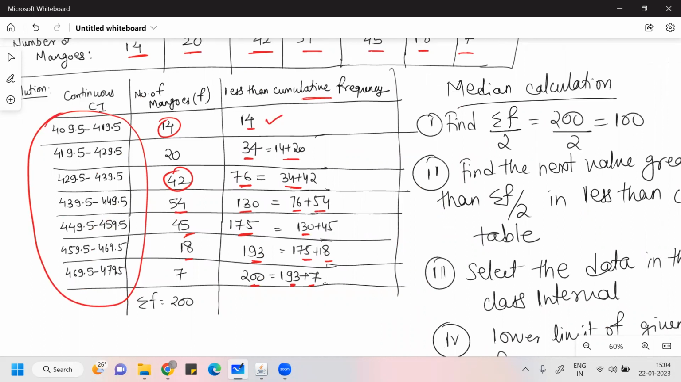So for the median calculation, you need to find the sum of f by 2. The sum of f you got is 200, right? So take half of that. 200 by 2, you'll get 100.